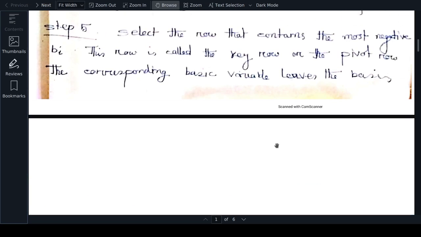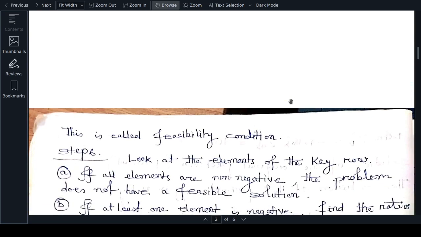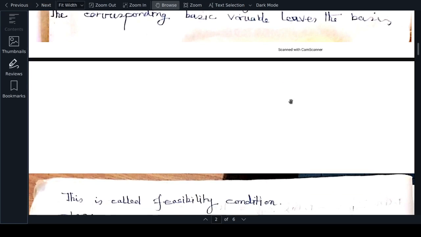In the dual simplex algorithm, we need not find the minimum ratio. Without finding the minimum ratio, by this step we can find the key row or pivot row. Then we select the pivot row. The corresponding basic variable leaves the basis. This is called the feasibility condition.